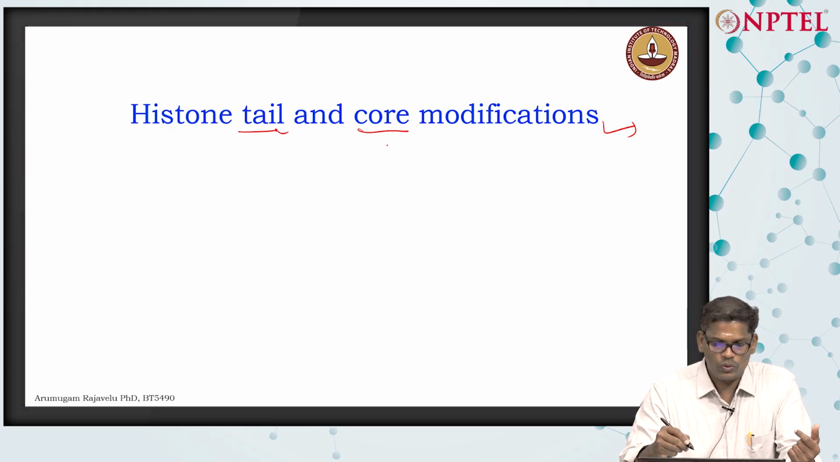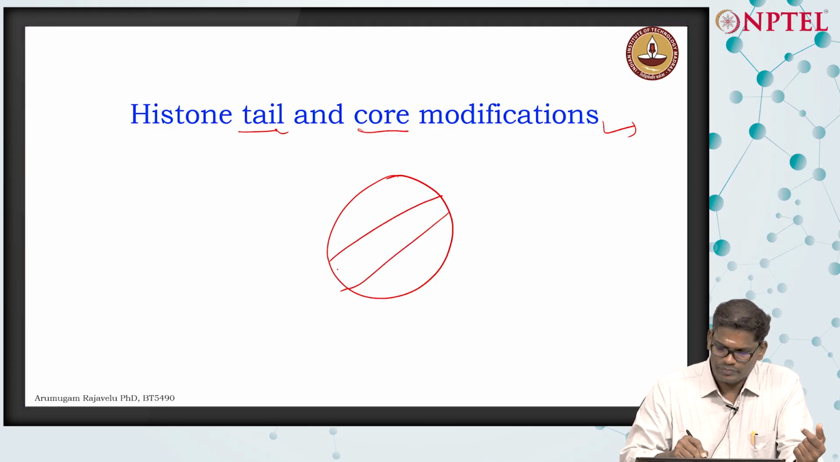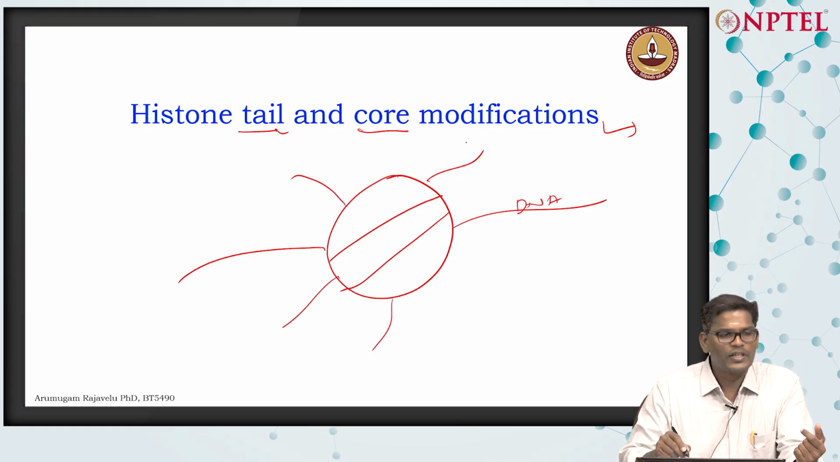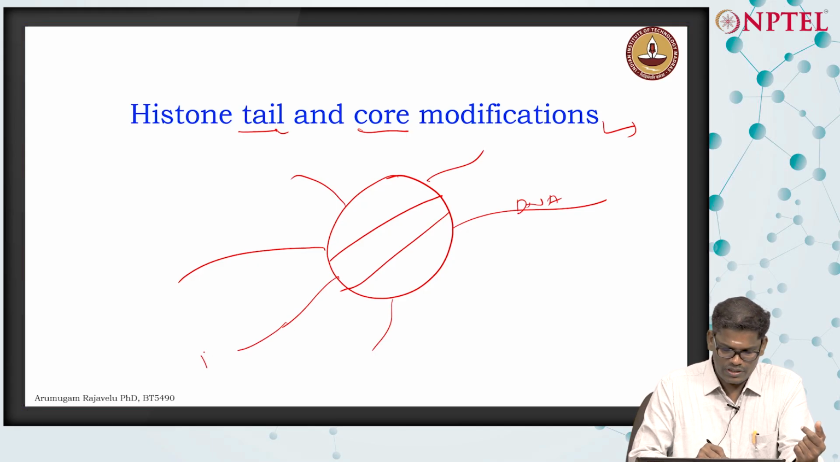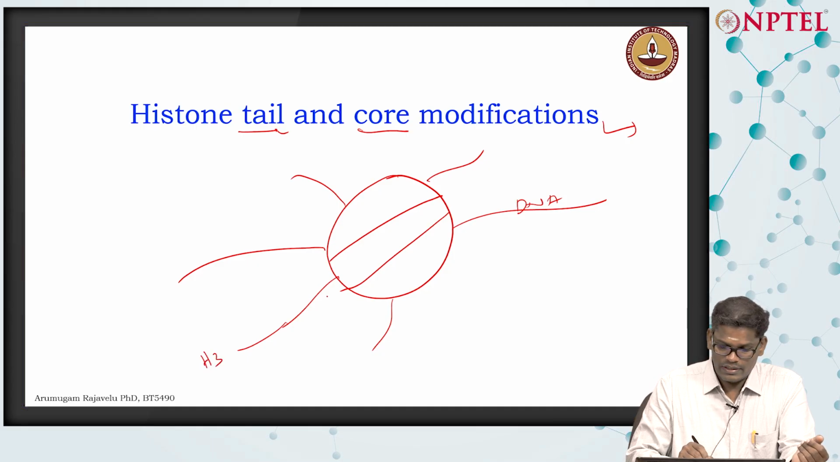So what is tail and core? Just to recollect again, you have a nucleosome structure, right? This is a single nucleosome, this is the DNA, the linker DNA, and then this is the histone tail. This is H3. It is the largest histone tail. This is the N-terminal tail.